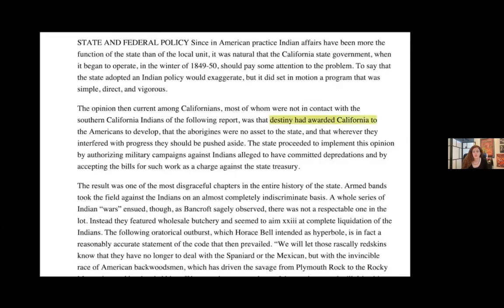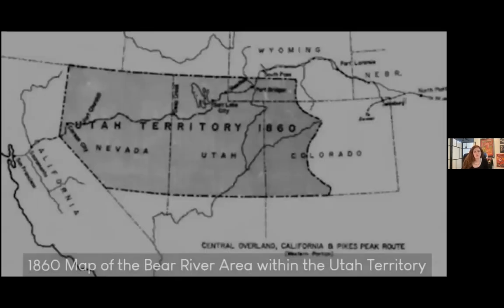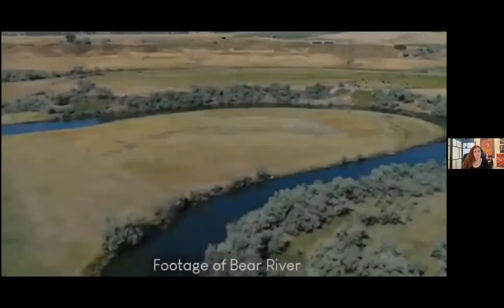Destiny had awarded California to the Americans to develop, and if the Indians interfered with progress, they should be pushed aside. Settlers continued the pattern of miscommunicating about Native Americans for their own gain. Written records of the Bear River Massacre likewise favored a biased telling of events and omitted the Native American perspective. It's the largest massacre of Native Americans in the history of the United States that nobody knows about.